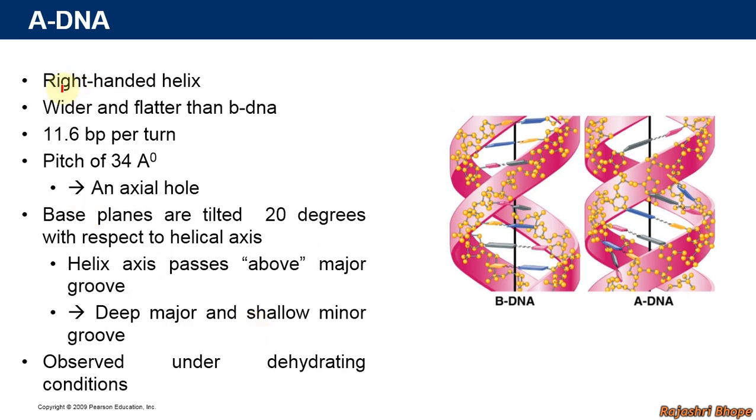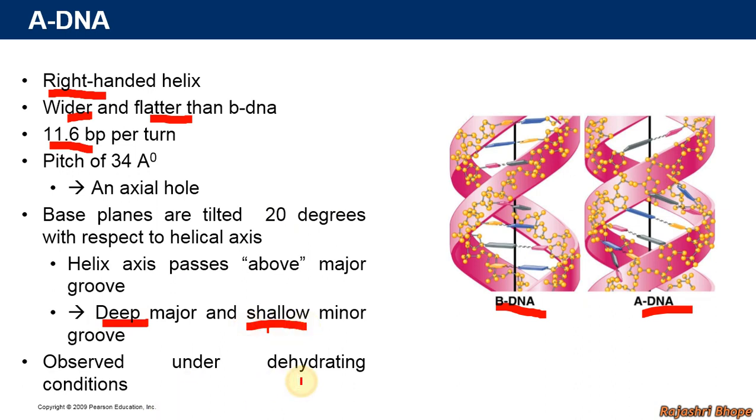A is also a right-handed helix. The only difference is that 11.6 base pairs per turn are present. This is wider and flatter than bDNA. Here you can make out the difference. This is bDNA and this is aDNA. aDNA is wider and flatter than the bDNA. 11.6 base pairs are present per turn. Major groove is deep and minor groove is shallow.